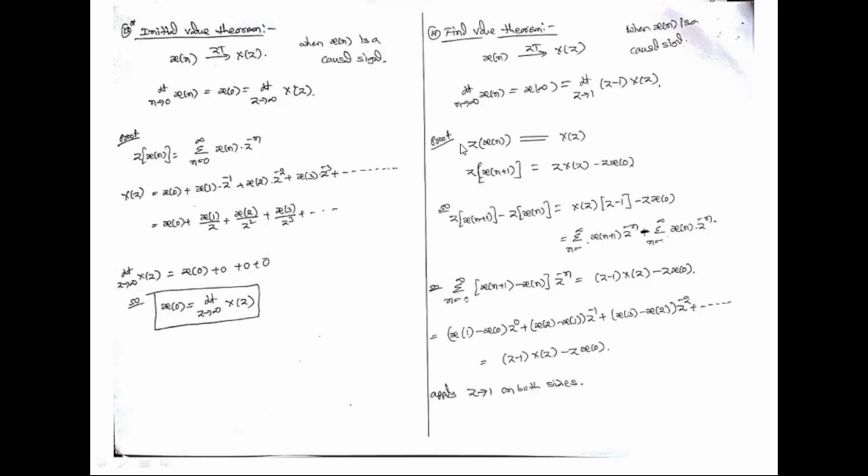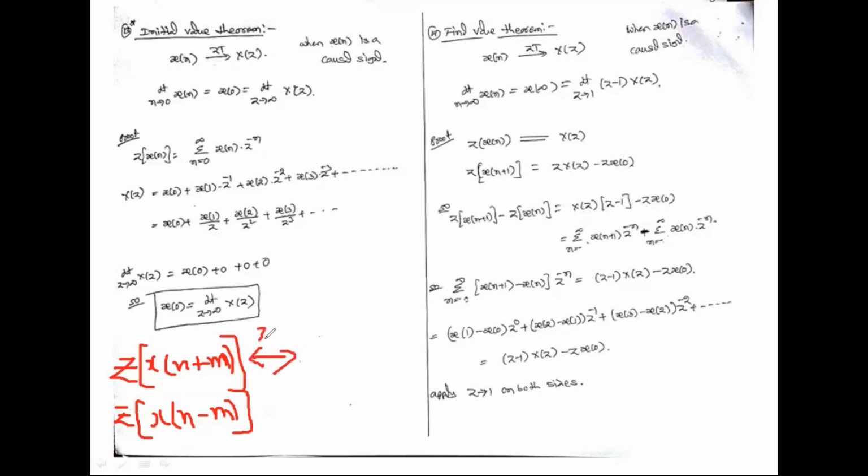To prove this final value theorem, we have to know the shifting property. The shifting property we did for the two-sided z transformation and the one-sided z transformation also. The one-sided z transformation of x of n plus m is towards the left side, and the transformation of x of n minus m is towards the right side. Positive values of m and negative values of m.